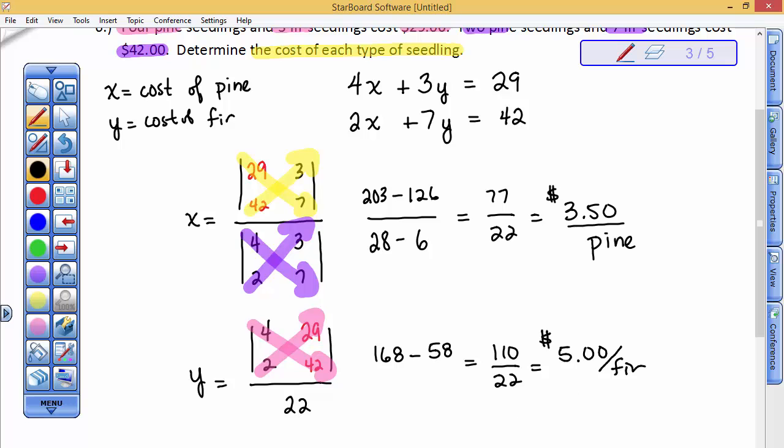Don't forget, take your calculator, and I'm not going to do this, but take 4 times 3.50 plus 3 times 5 and see if that's 29. Take 2 times 3.50 plus 7 times 5 and see if that's 42 to check it.